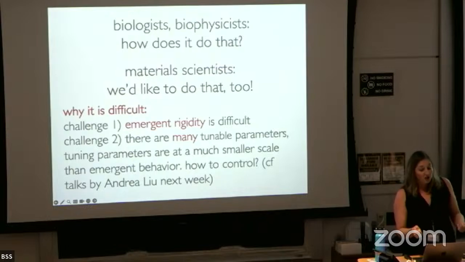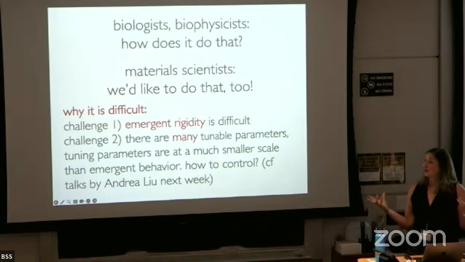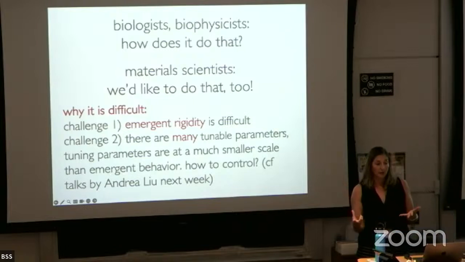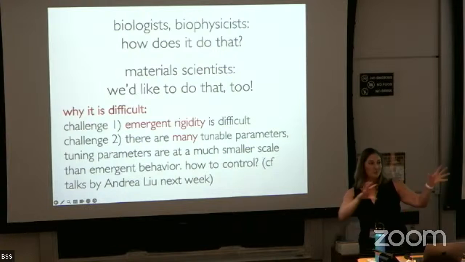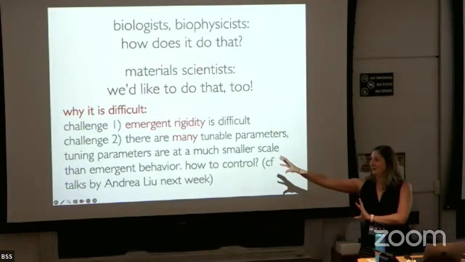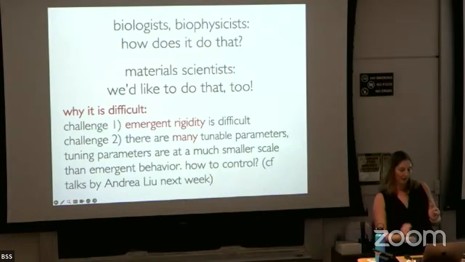Okay, challenge 2 is that, well, actually in biological systems and maybe in materials, you have many, many tunable parameters. And the tuning parameters are at a smaller scale than the emergent behavior, so how to control. And Andrea Liu is giving a series of talks next week, and she and I have been collaborating, and there's a lot of other people that are thinking about certain pieces that she'll tell you about. So I'm not focusing on that, but I hope she will connect up from where I leave off. So look forward to that.